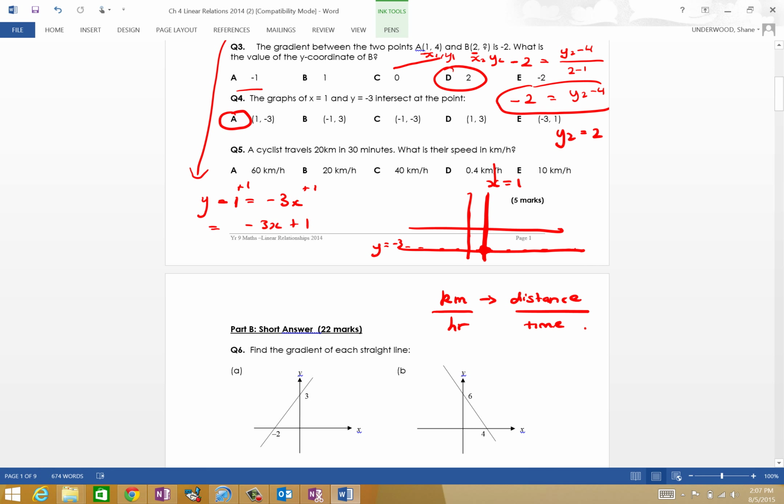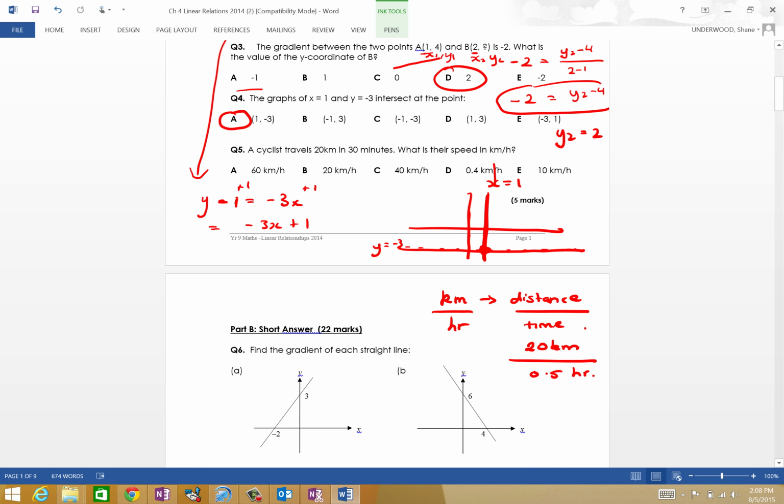So we've got 20 kilometres into half an hour. And if I did 20 divided by a half, I'm going to get 40. So the answer would be 40 kilometres per hour. Which makes sense, because if they travel 20 kilometres in 30 minutes, they would travel 40 kilometres in 1 hour.